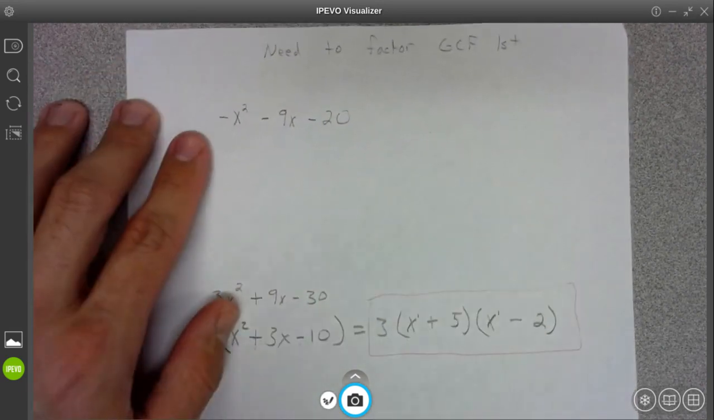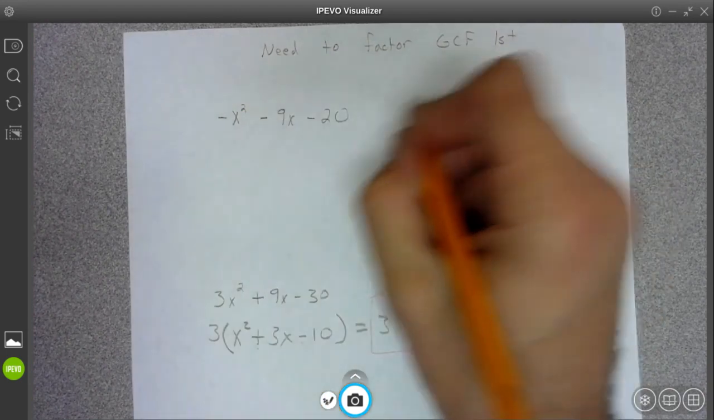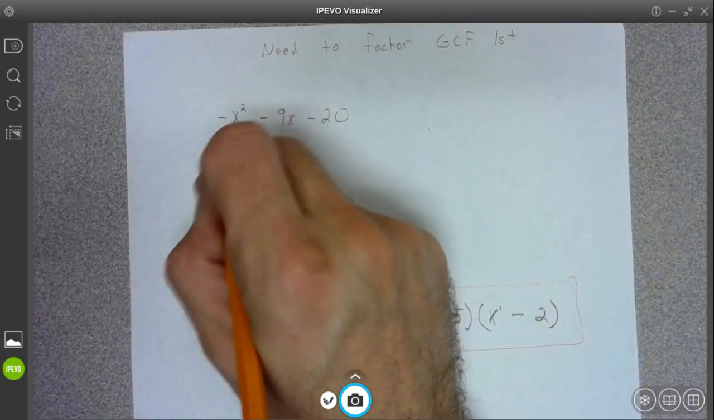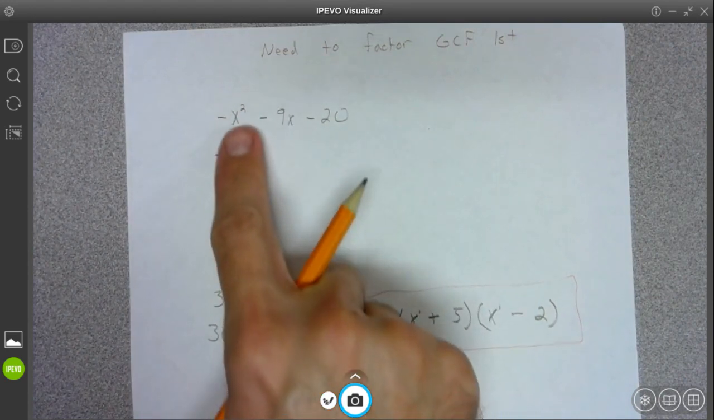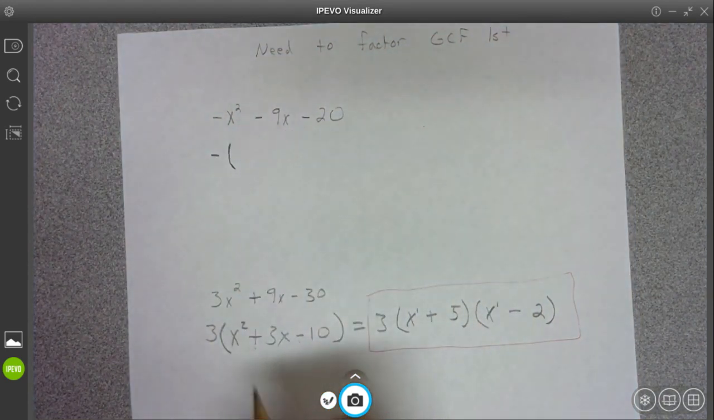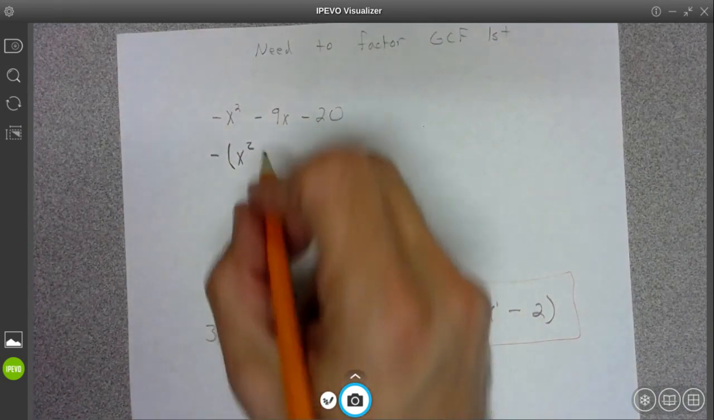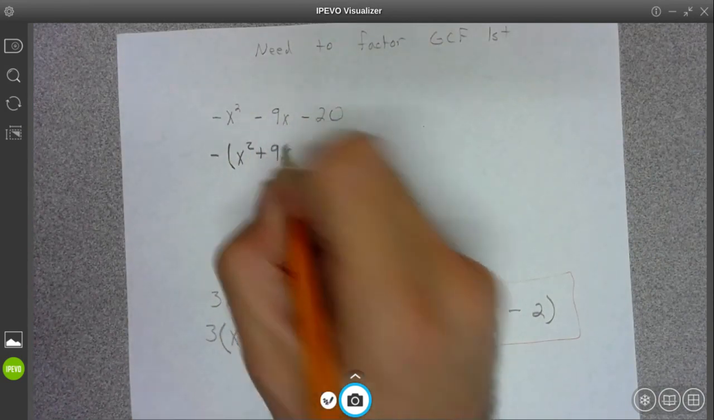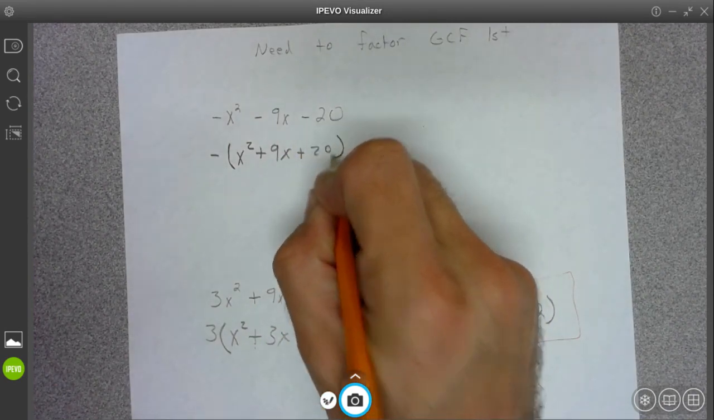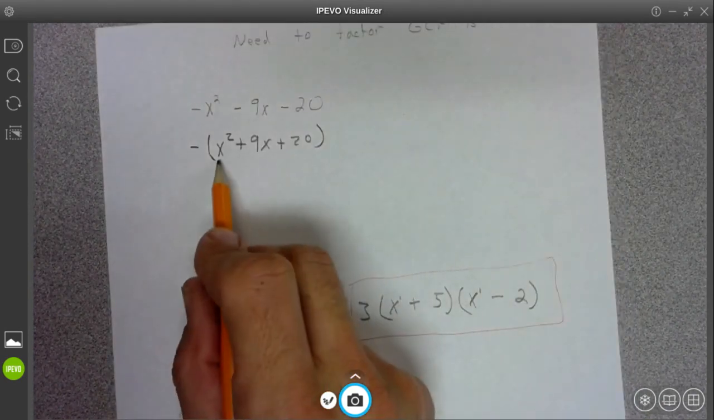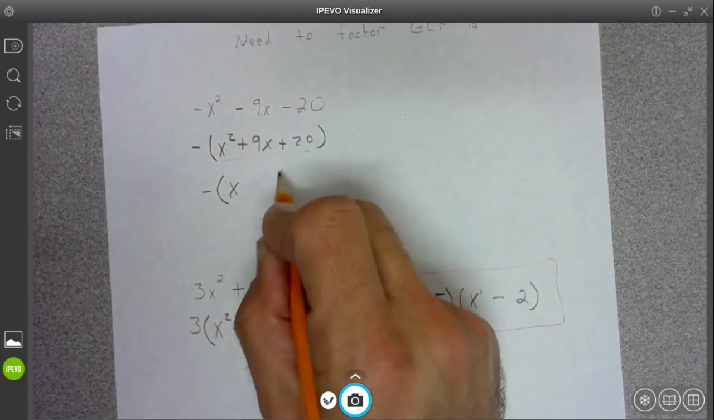So on this one, I'm going to factor out a -1. I'm going to put a negative out here, or you can put the 1 if you want to. Then we're going to divide all these by -1. This is just going to change the signs. That'll be an x squared, a positive 9x, and a positive 20. Now we're going to factor this part, with the negative still on the outside.